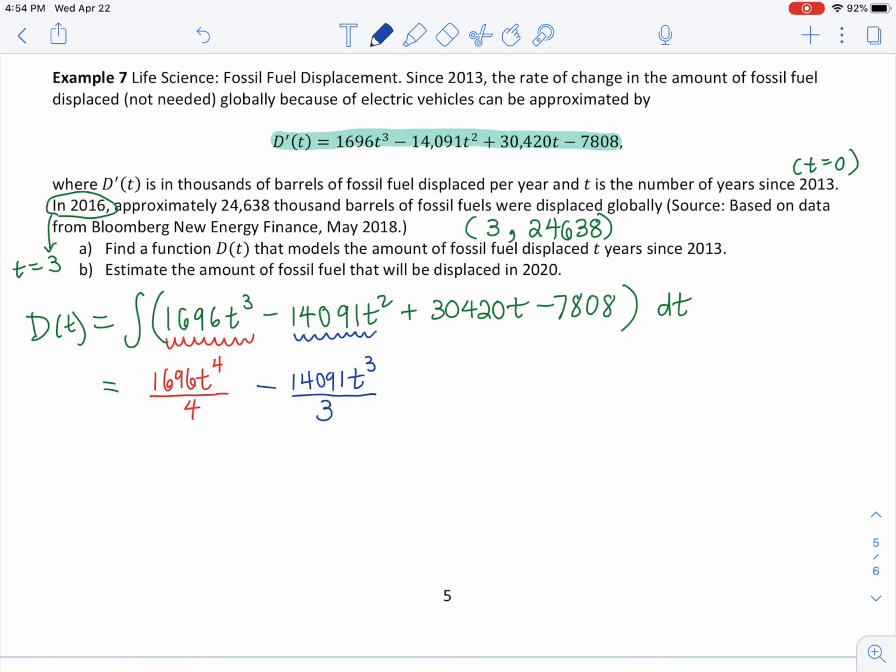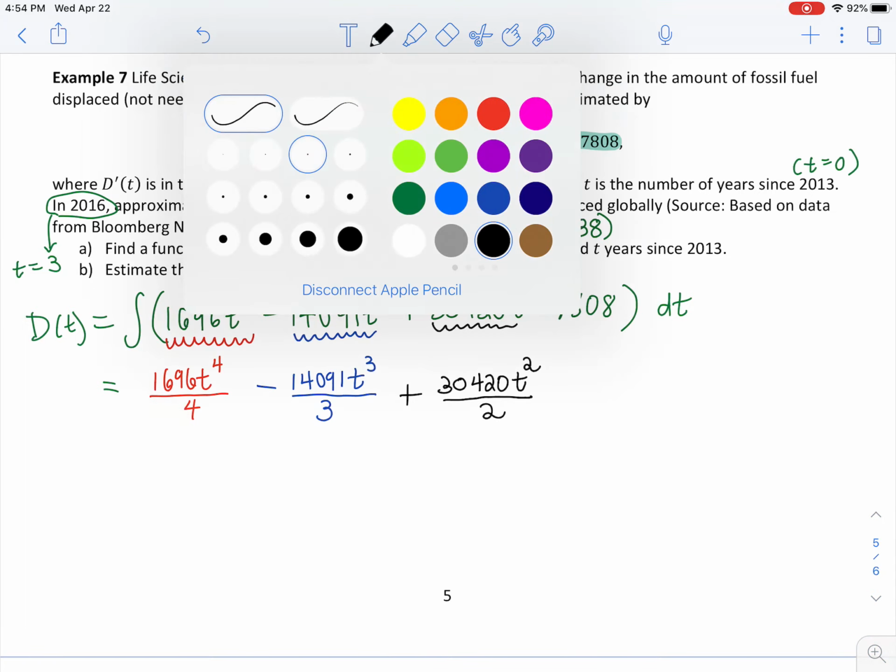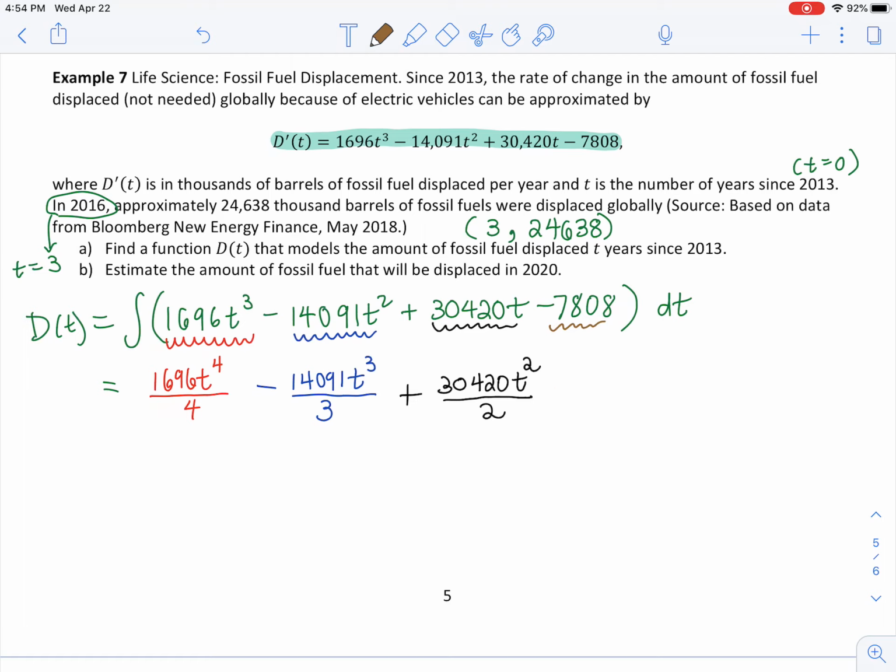It was minus 14,091 t squared, but increase the exponent by 1. So t squared will now turn into t cubed, but you need to divide by what number? The new power of 3. Okay, doing good. Next one, I'm going to do this one now. Plus 30,420, used to be just t, but go up by 1, so t squared, and divide that by what number? 2.